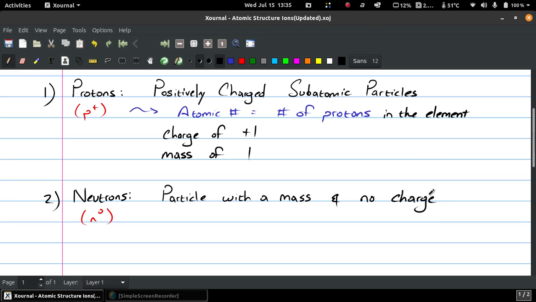So the way to calculate this one is you have atomic mass minus atomic number equals number of neutrons in that element.